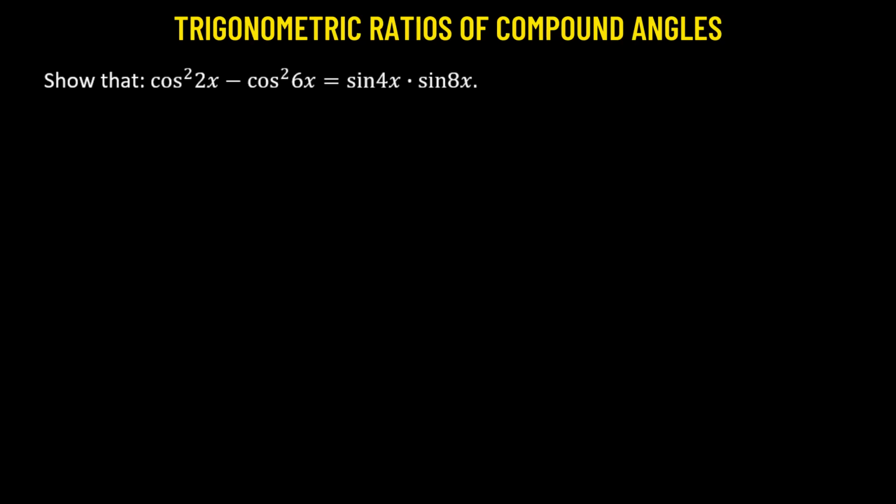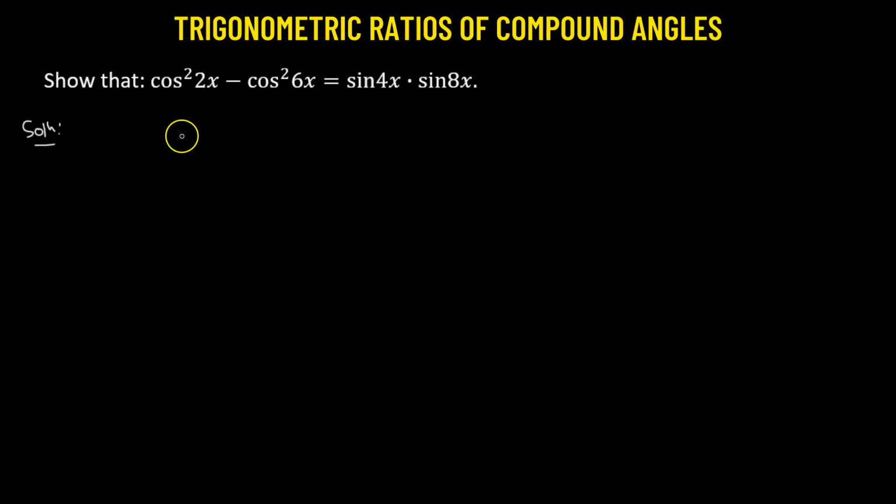So in this problem, we need to show that cosine squared 2x minus cosine squared 6x equals the product sine 4x and sine 8x. So let us begin. Now, in order to solve this particular problem, we can use two identities.